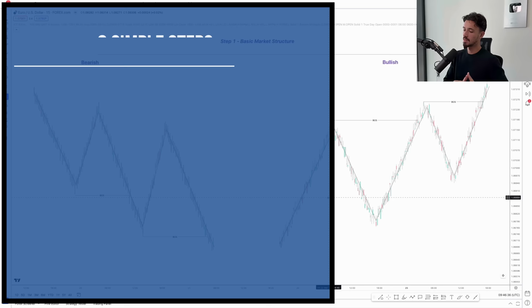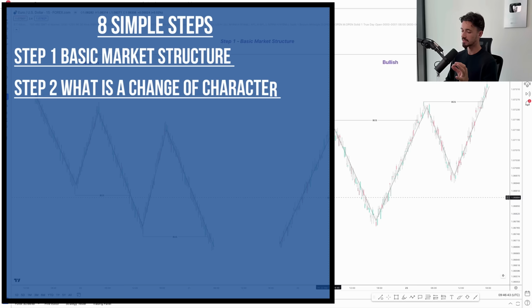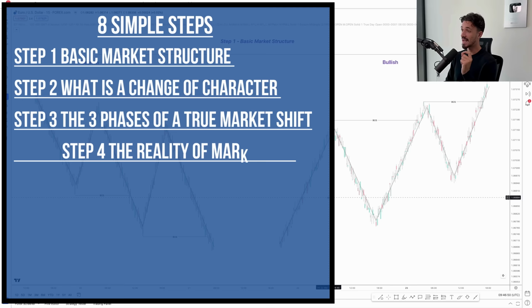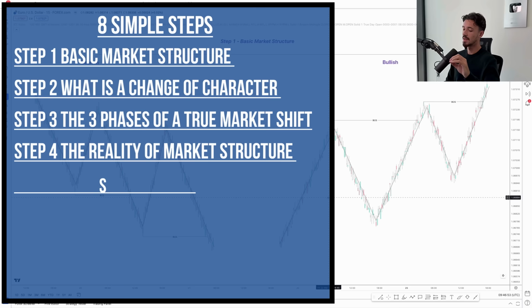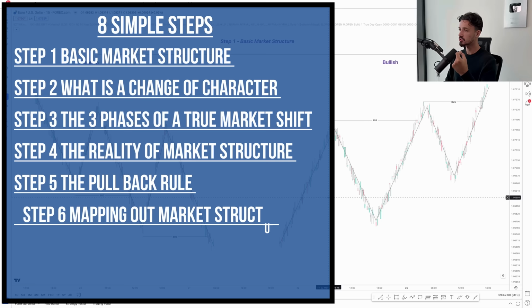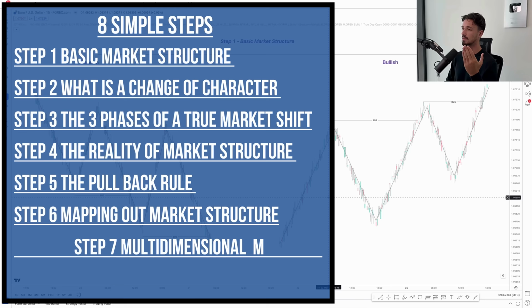Step 1, we're going to be looking at basic market structure. Step 2, we're going to be looking at what is a change of character. Step 3 is going to be the 3 phases of a true market shift. Step 4 is the reality of market structure and heading into the more advanced concepts right there. Step 5 is our pullback rule. Step 6 is actually mapping out market structure. Step 7 is going to be multi-dimensional market structure.